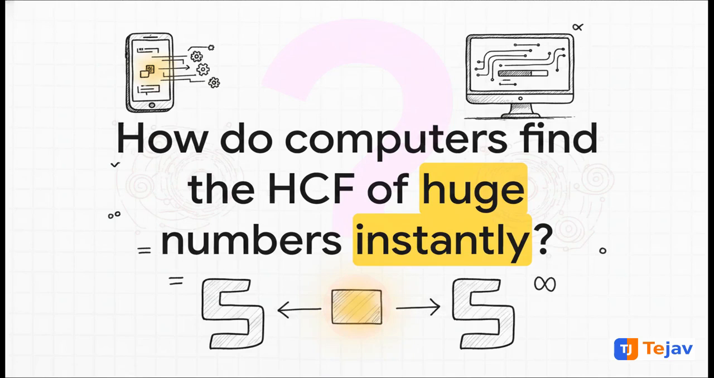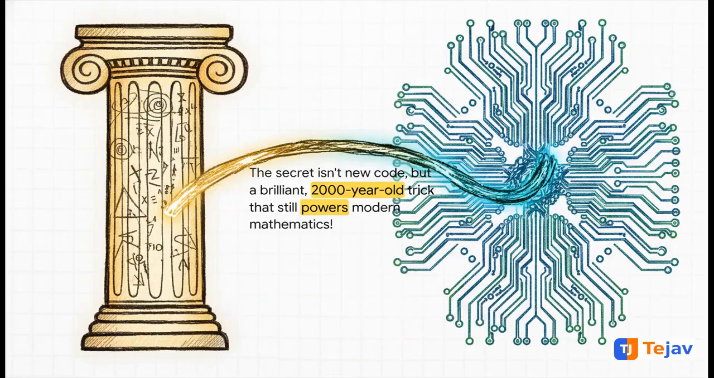You ever type a crazy math problem into your phone or computer and bam, the answer just appears? Like, how does it find the highest common factor of two ridiculously huge numbers in literally the blink of an eye? It feels like some kind of digital magic, right? Well, it's not. What if I told you the secret isn't some super advanced modern software, but a brilliant trick that's over 2,000 years old?